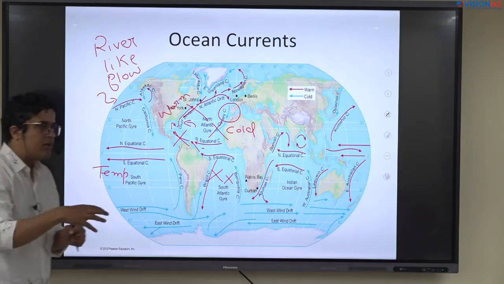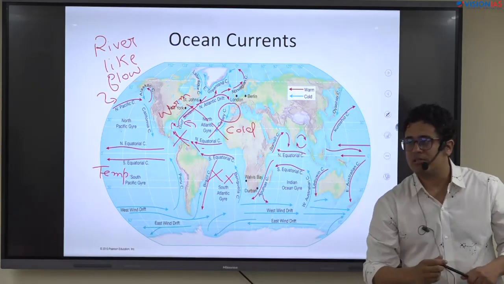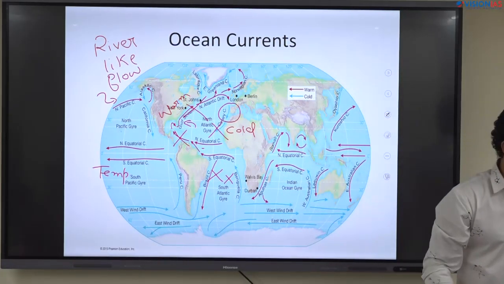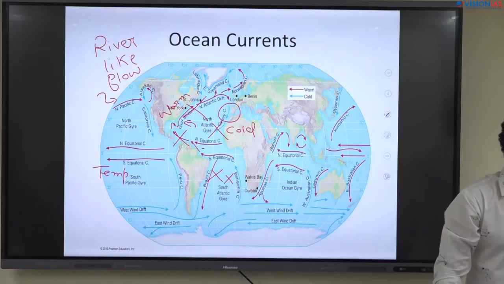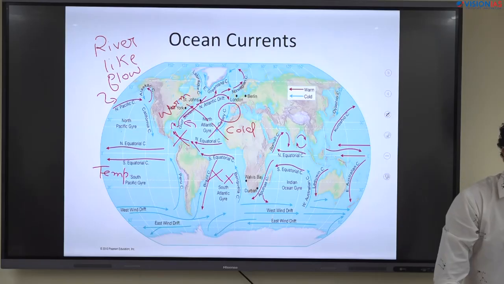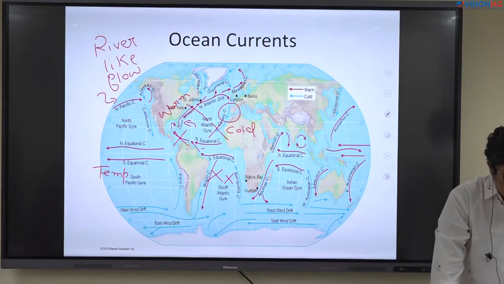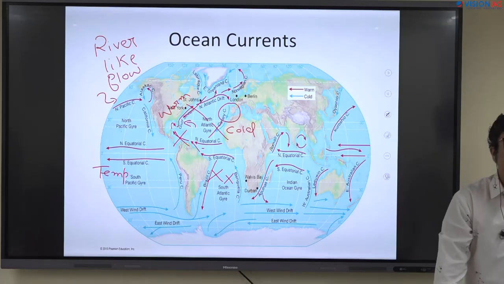And if the pattern of ocean currents changes, then climatic conditions will also change. Most of our ocean currents are related to climatic processes. If they change, climatic processes will also change. So this is another bad impact you can take. Read point number C and point number D.